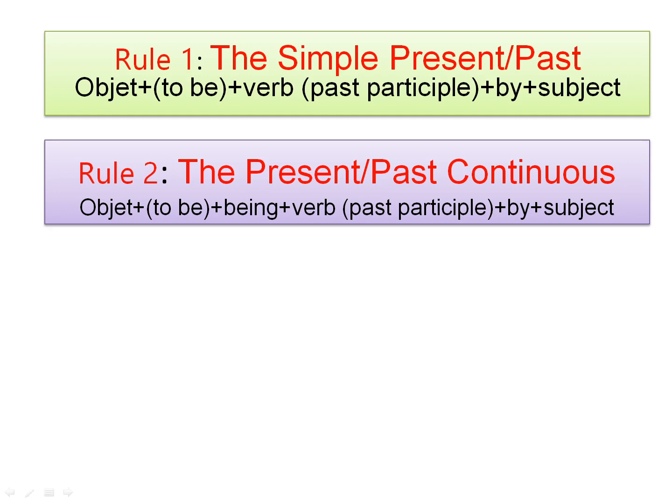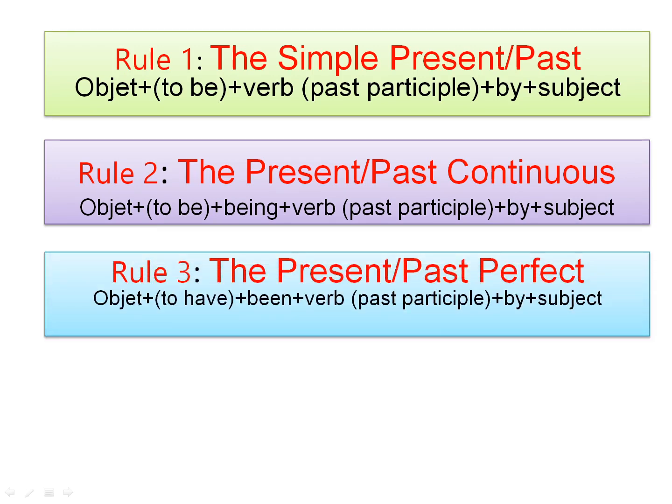Rule number 1 is the simple present and simple past. I focus on the simple, and rule number 2 is about the continuous form of the verbs, either the past or the present continuous. The difference is that we add being. In the first one you don't have being, but in the second one you have being. Apart from being, there is no difference between rule number 1 and rule number 2.